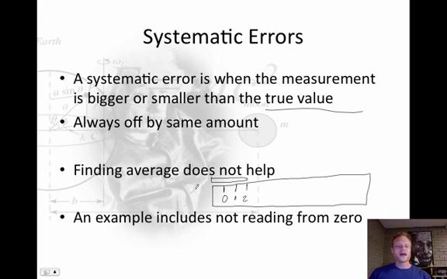systematic error. And the shame is that finding the average doesn't help. If you always measure incorrectly, you're just averaging a bunch of incorrect measurements, so that is not a way to help it. So not reading from zero, and zeroing your electronic balances, if you're putting a weigh boat on it and getting a zero on it, is another example of systematic error.